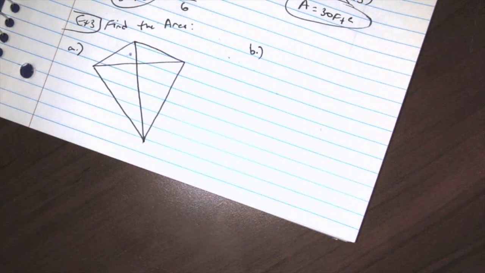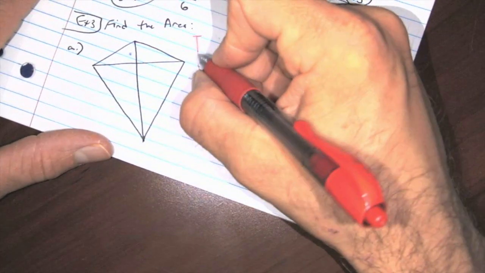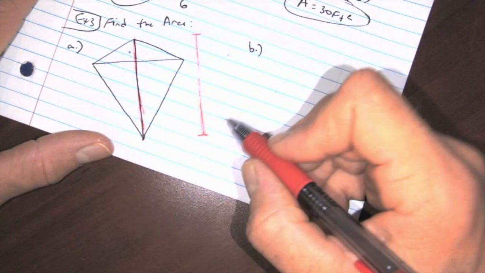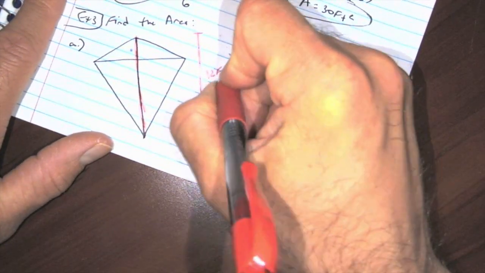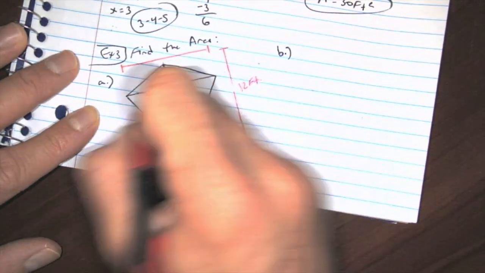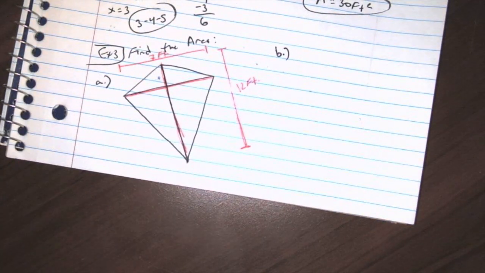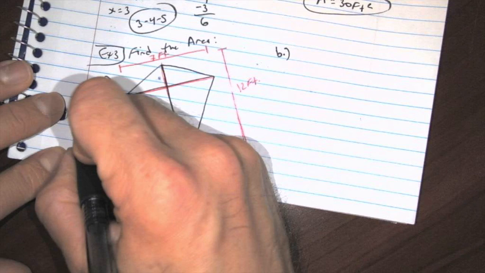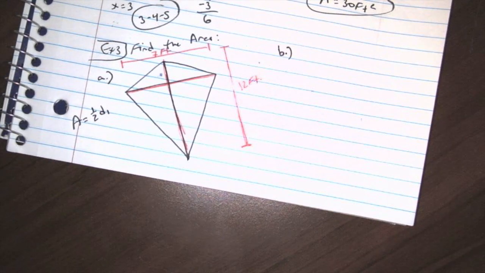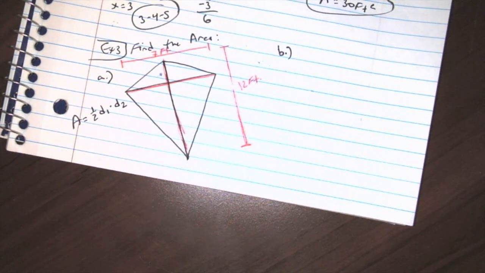What are we going to give you? I'm going to tell you the distance from top to bottom, representing this diagonal right here, is 12 feet. And this distance from here to here, representing the other diagonal, is 7 feet. Let's find the area. Simple one. Area equals 1/2 diagonal 1 times diagonal 2. It's multiplying, 1/2 d1 times d2.